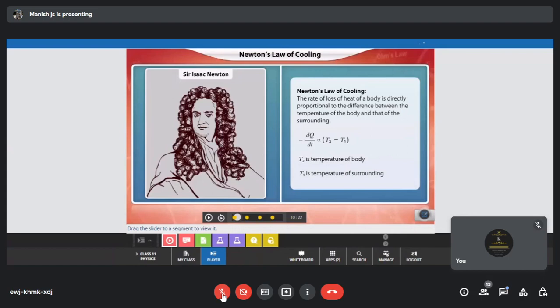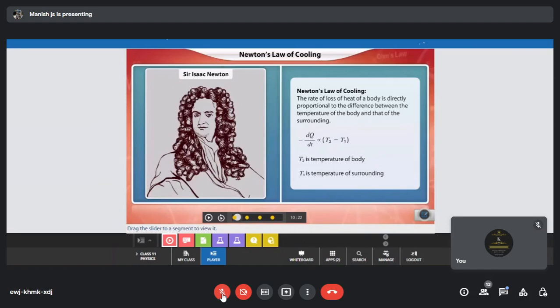Okay? So that is proportional to the change in temperature. That is delta T, T2 minus T1. Capital delta T is what I am talking about: final temperature minus initial temperature. So T2 is the temperature of the body, where T1 is the temperature of the surroundings. So this is the basis of Newton's law of cooling. Please make a note of this formula. Next we will see how it is expressed.